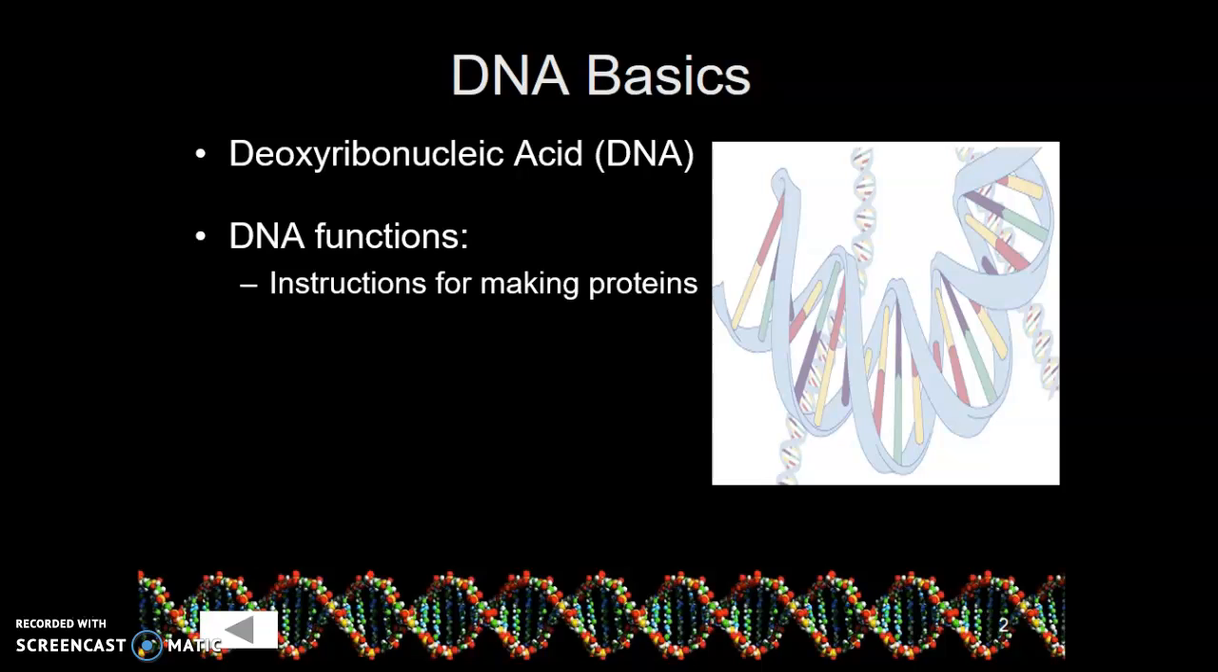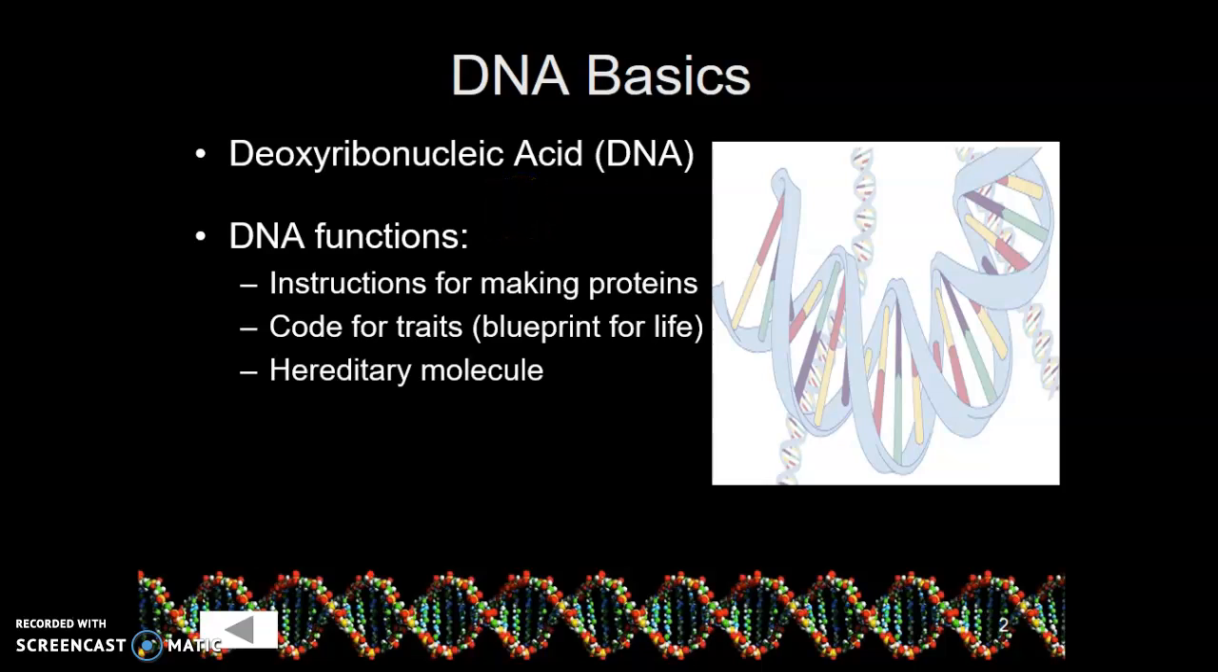So DNA has a couple of important functions. It is the instructions for making proteins. So your DNA has those instructions to tell your cell how to produce the many proteins that you need. It is the code for your traits or the blueprint for life. So it gives you your characteristics, your hair color, your eye color, your skin tone, because it has the code for making those proteins. So it is the molecule of heredity or inheritance. It's passed from parents to offspring and generation to generation to carry those traits down.